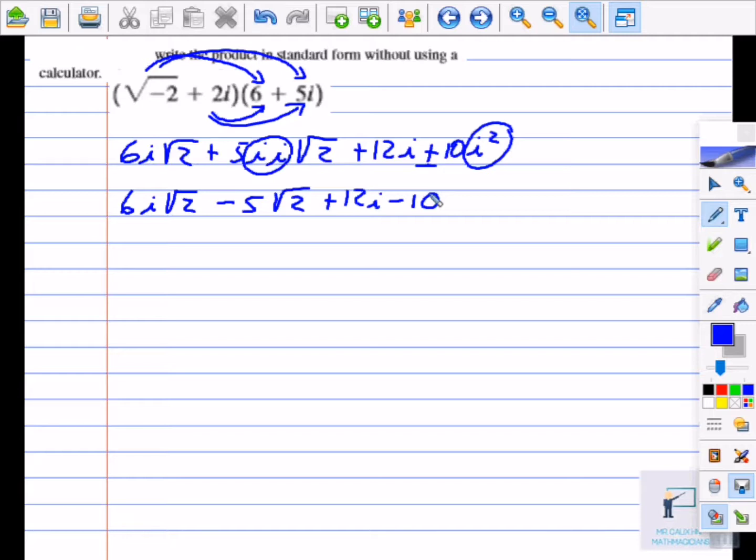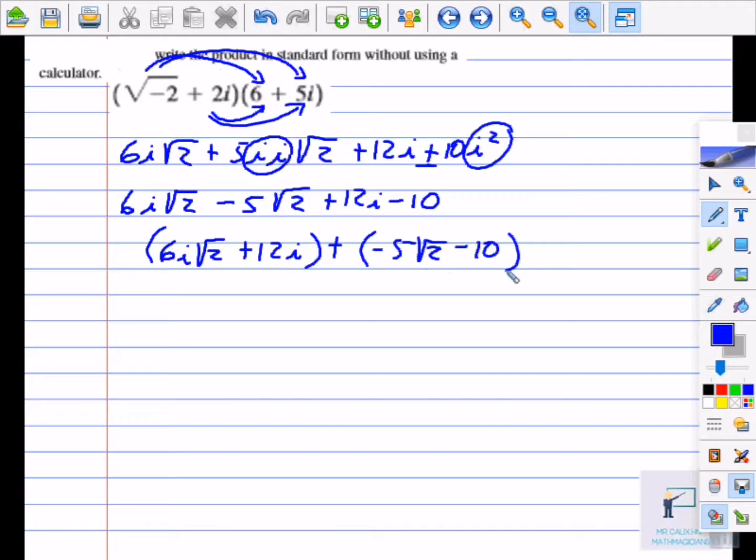So we're going to group them to factorize, to find a common factor. Let's group the i's together: 6i square root of 2 plus 12i inside a group, plus, then you have negative 5 square root of 2 minus 10. Let's do it correctly.